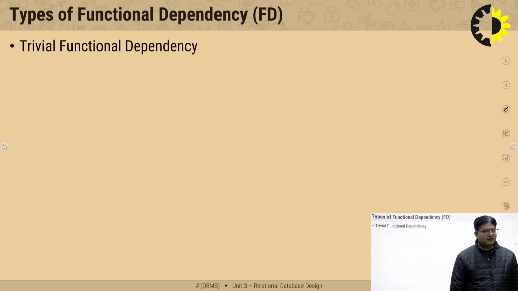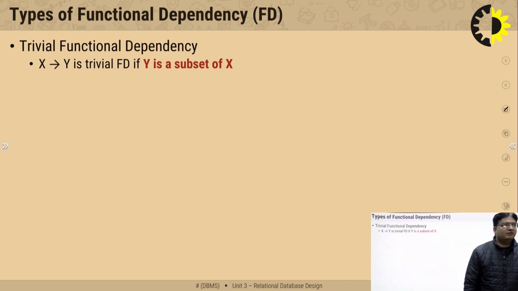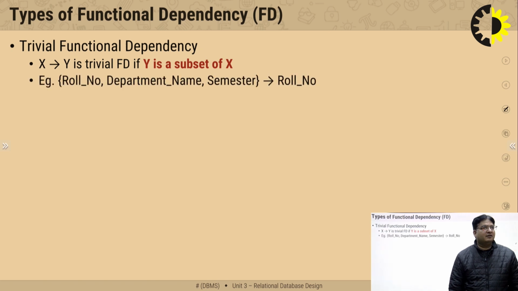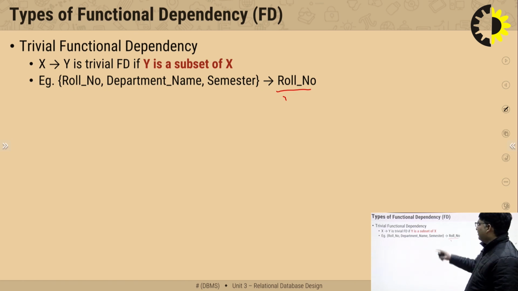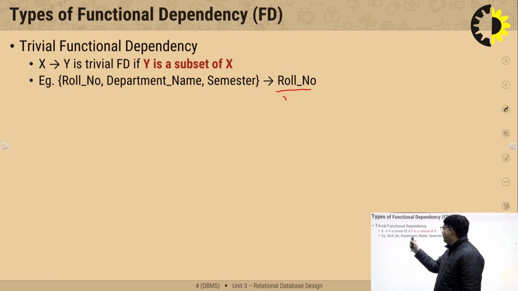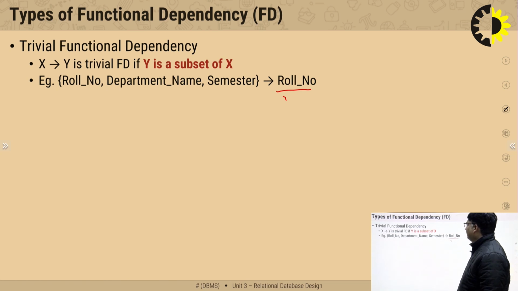Now there is another classification, that is trivial FD versus non-trivial FD. So what is trivial FD? X determines Y is a trivial FD if Y is a subset of X. For example, roll number, department name and semester determines roll number. So here we see that roll number itself is a subset of X, which means this is an example of a trivial functional dependency.